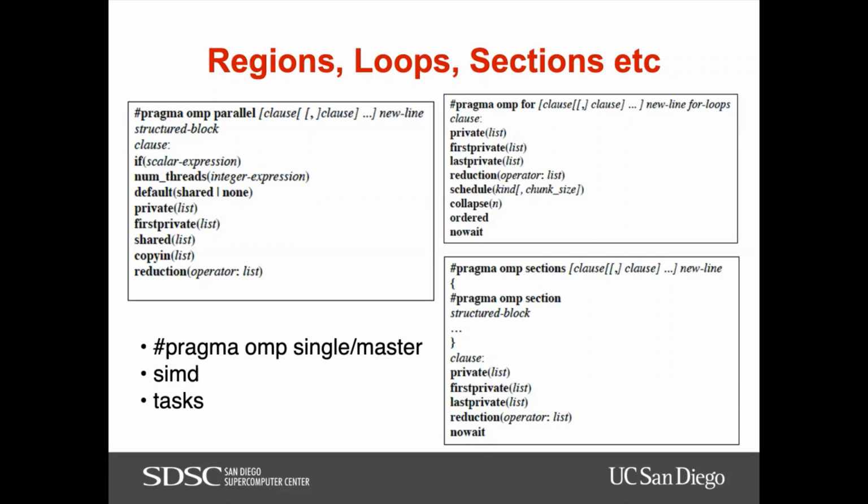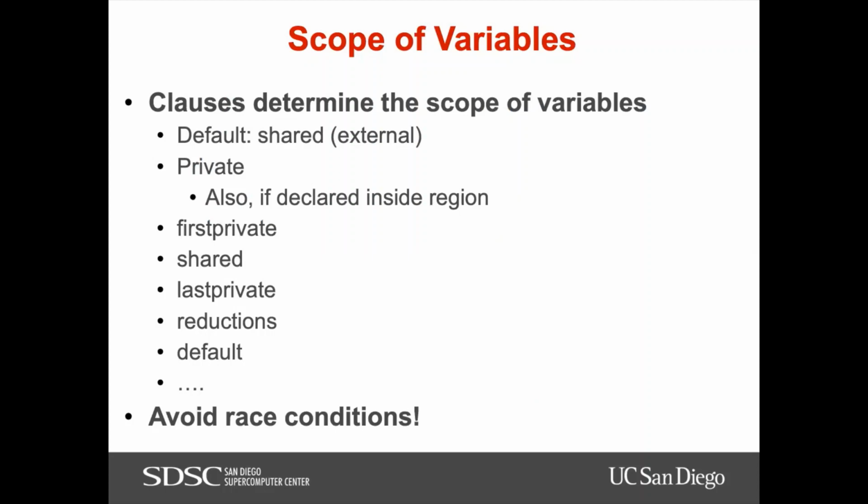So in general, this is how all these sections will look. There is an OMP parallel section. Basically, these directives will decide how the parallelism happens, and then you can also do loops in parallel, and sections of the code can be in parallel, and so on. Now, the first thing I want to talk about is the scope of variables.